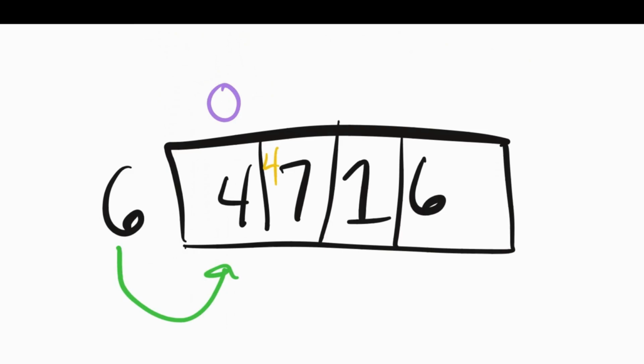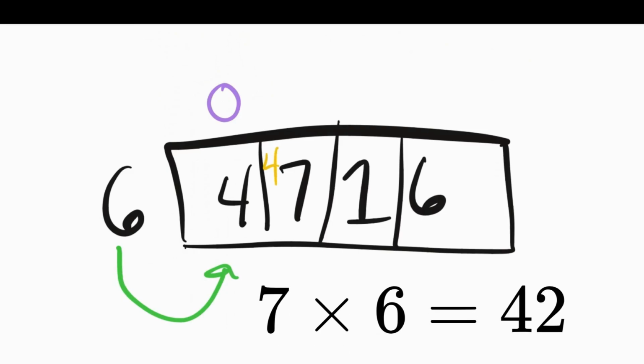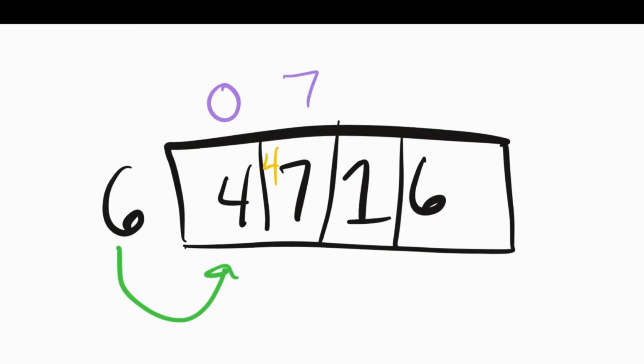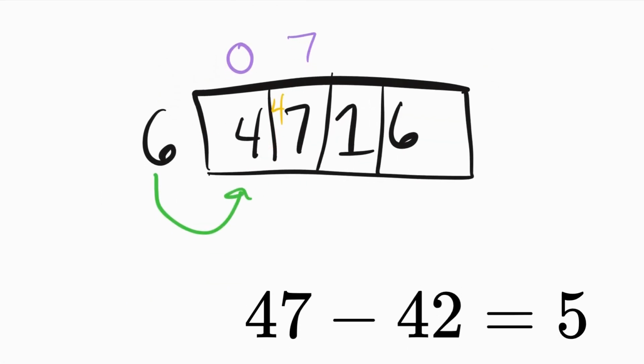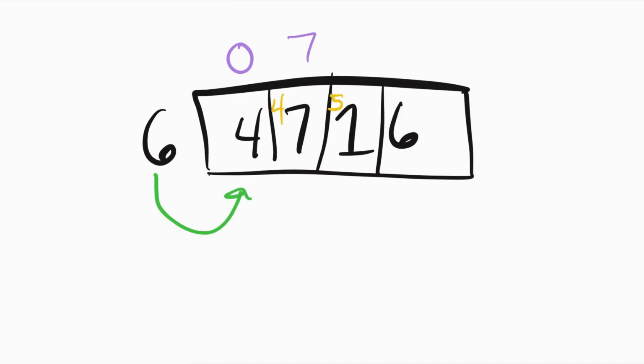Now 6 hops into 47. It hops in 7 times. 7 times 6 is 42. And it wanted 47, and we gave them 42. So that's 5 remaining. So that 5 needs to go right there next to the 1. And that's 51 now. And so we say 6 hops into 51 8 times, because 8 times 6 is 48. They wanted 51, but we were able to give them 48. There's a difference of 3 there. So the 3 has to carry over.